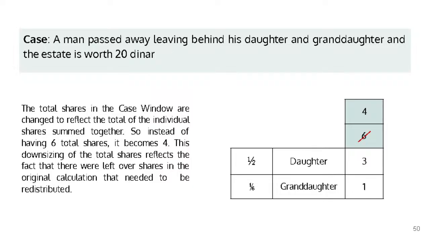So now the daughter gets 3 out of 4, 75%. And then the 1 out of 4, 25% for the granddaughter. This is Awl, this is Rad, this is redistribution. Otherwise, not the origin. Does that make sense? So it's the opposite. So this is easy.